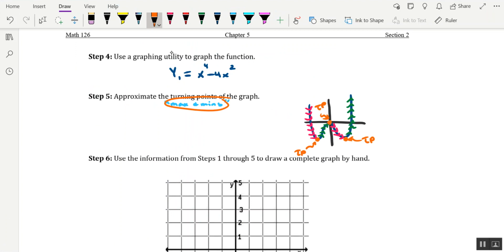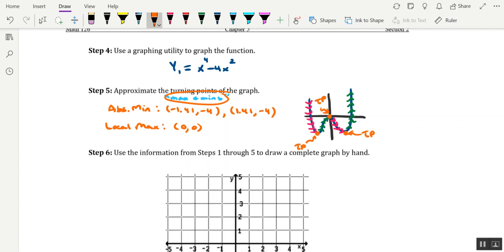And that would actually be an absolute minimum, doubling up as a local. The other one, which I'll have you confirm on your own, is at 1.41, comma, -4. And then there's a local max, which I'll have you confirm as well, at the origin.